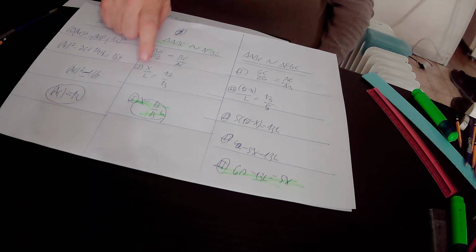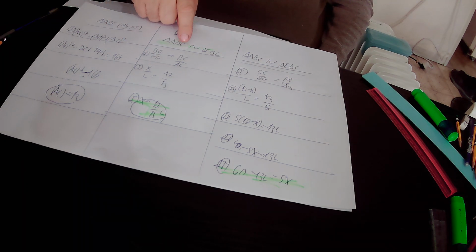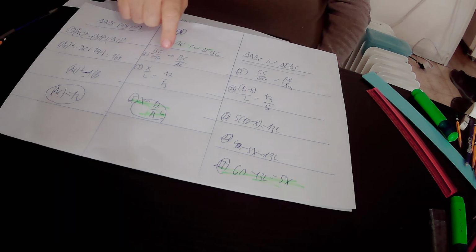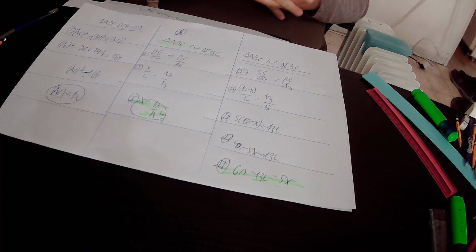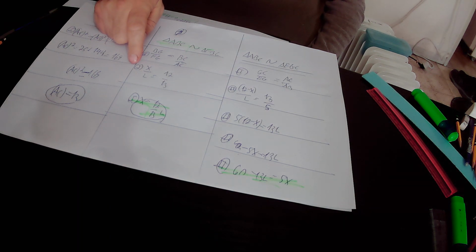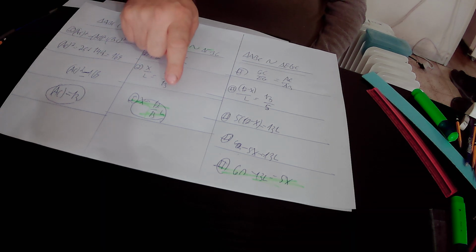So BG is X, GF is L, BC is 12, and AC is 13. In conclusion, according to equation 1, X over L equals 12 over 13. Here we multiply this equation 1 by L, and finally found out that X equals 12 over 13 times L.